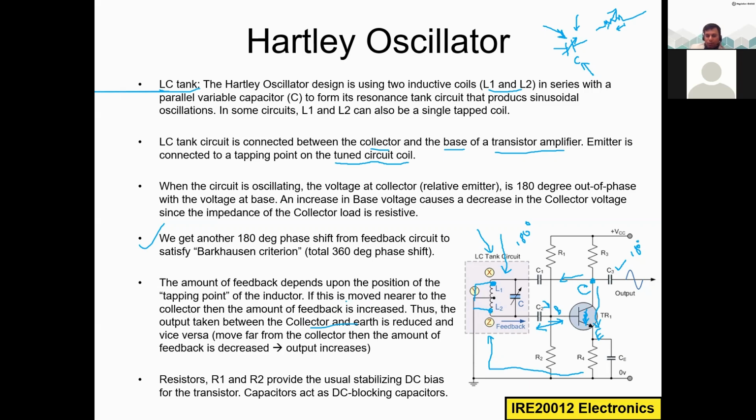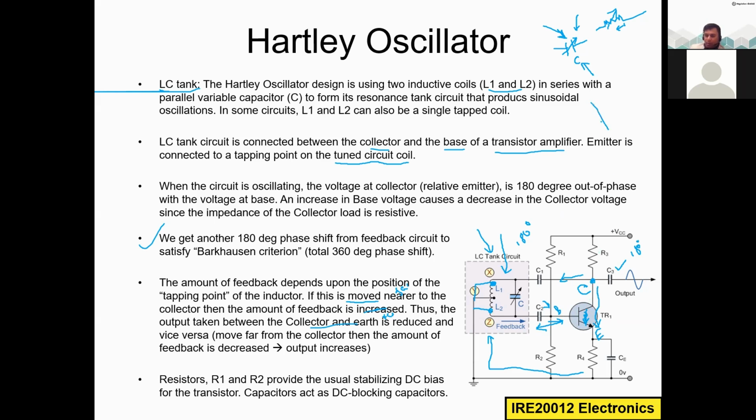If I move this tapping point farther from the collector, then the amount of feedback will be reduced. Here it's increased, so it will be reduced. When the amount of feedback is reduced, the base voltage will be less, and the transistor will go off, or at least it will be open circuit, and then the collector current will be something else.